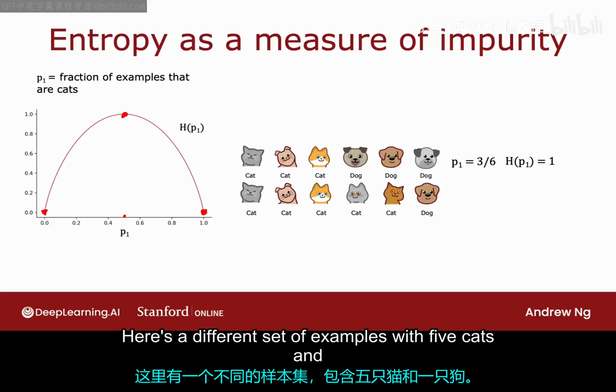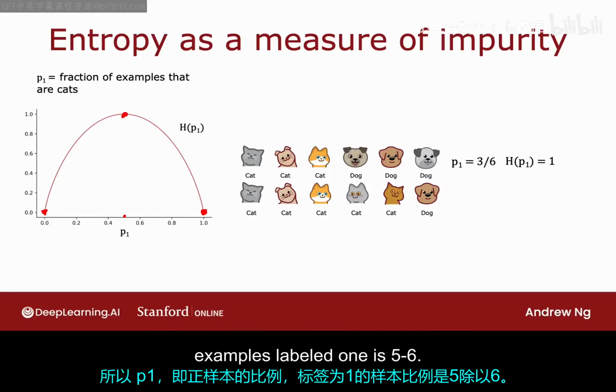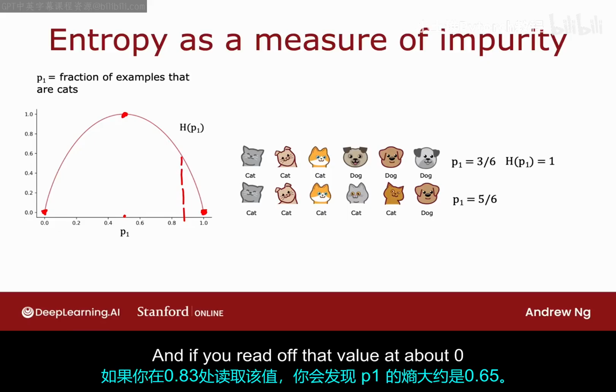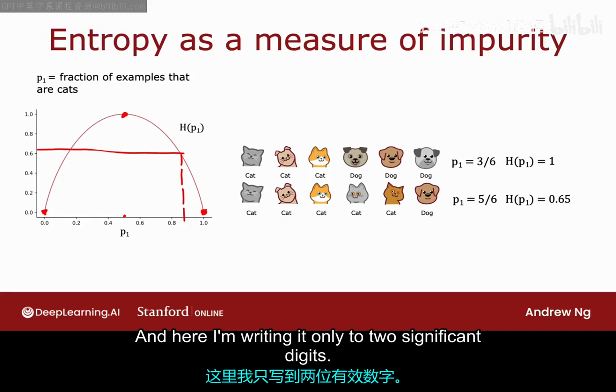Here's a different set of examples with 5 cats and 1 dog. So P1, the fraction of positive examples, the fraction of examples labeled 1, is 5/6. And so P1 is about 0.83. And if you read off that value at about 0.83, we find that the entropy of P1 is about 0.65. And here I'm writing it only to 2 significant digits.